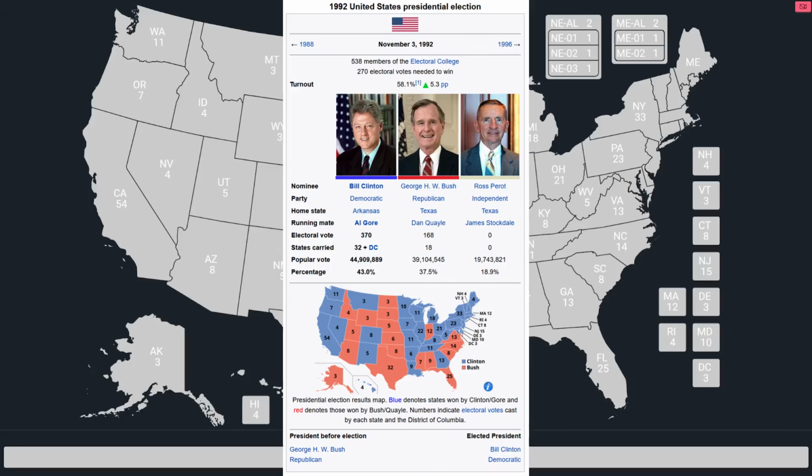92 was Bill Clinton defeating incumbent George H.W. Bush, the first win for the Dems since 1976. Clinton had a decisive electoral college win with 370 electoral votes. He carried 32 states plus D.C. Nationally, that was worth a plurality, 43% of the vote. Bush took the loss. He got 168 electoral votes out of 18 states, and that was worth 37.5%.